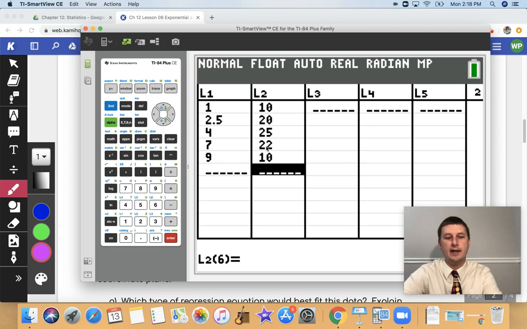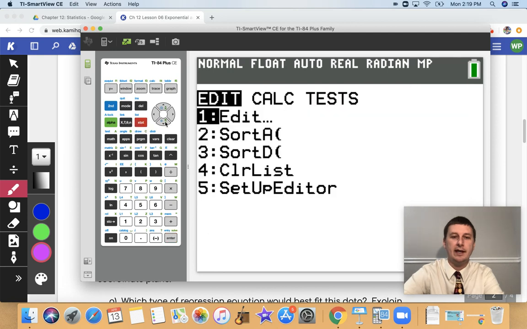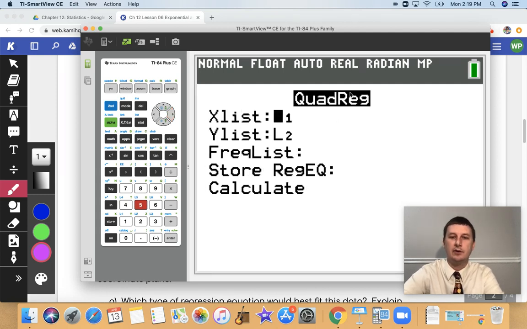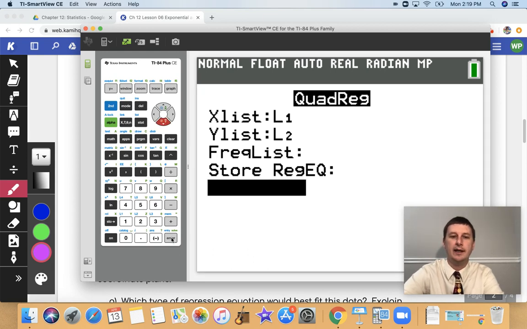All right, so now that we have our information entered into our list 1 and our list 2, we're going to go to Stat, now over to Calculate, and we're looking for something that might be a quadratic regression. And if you were thinking choice 5, then you are correct. So you could go down to choice 5 or just click on the 5, and that will be a quadratic regression. Quad regression, and we're going to just scroll on down to Calculate and hit Enter.